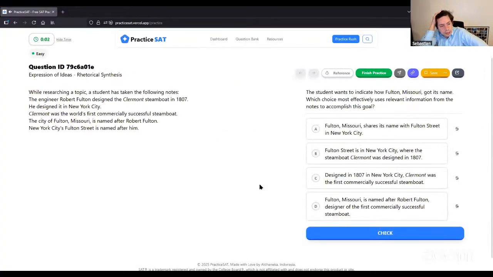While researching a topic, a student has taken the following notes. For these, I actually like to read the question and answer choices first. The student wants to indicate how Fulton, Missouri got its name. Which choice most effectively uses relevant information from the notes to accomplish this goal? So how did it get its name? Fulton, Missouri shares its name with Fulton Street. Fulton Street is in New York. Fulton, Missouri is named after Robert Fulton, designer of the first commercially successful.